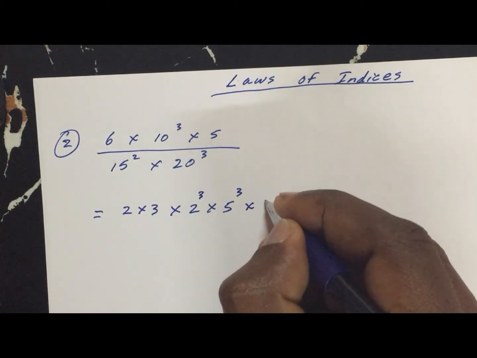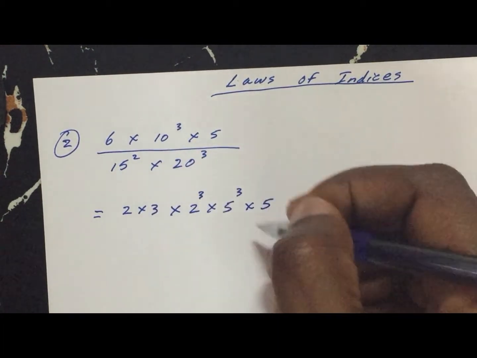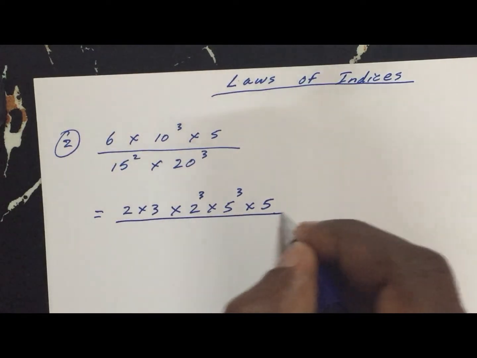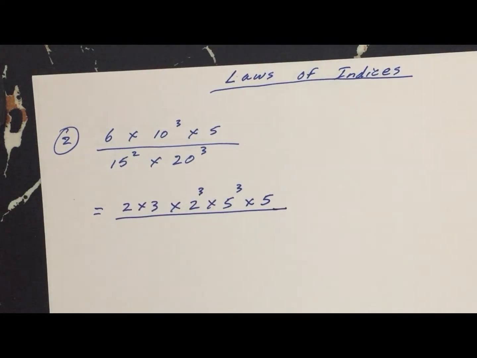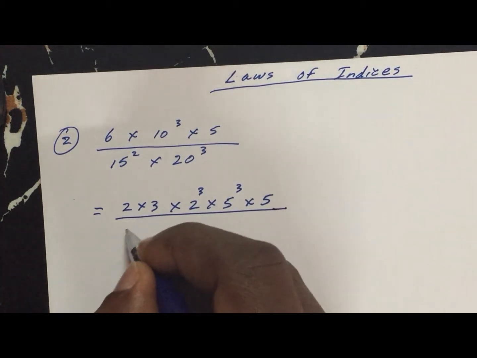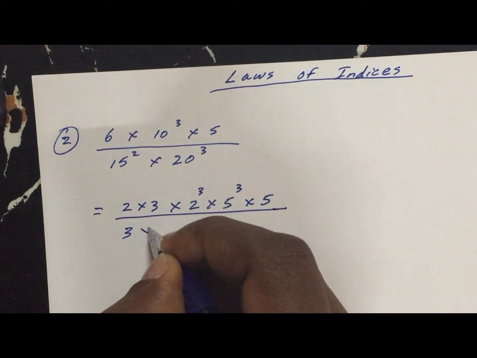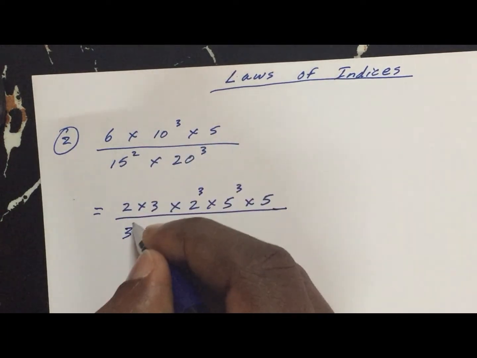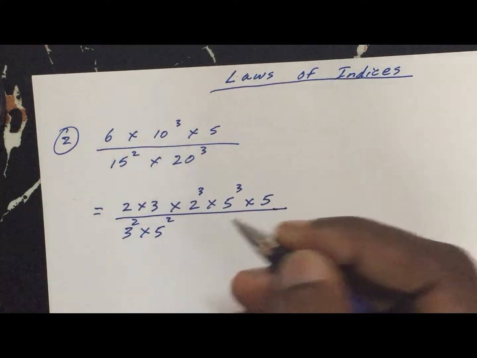So 5 to the 1, we just write back 5. All of this divided by 15. What can we do with 15? 3 fives is 15, so we know 3 times 5 is 15, and we leave the power.